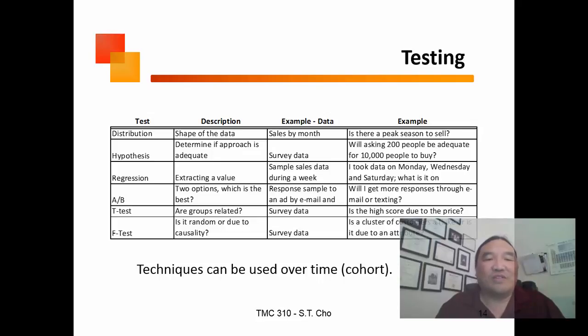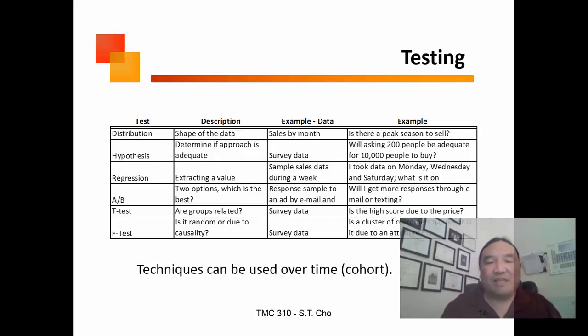If I test for distribution, I'm looking at the shape of the data. An example is sales by month. If I'm looking at A/B testing, and we'll get into that later in the course, I look at 2 options. Like for example, should I do sampling by cell phone or should I do sampling by email? And so what I can do is figure out which technique works the best, or can I do a combination of those 2 different techniques?